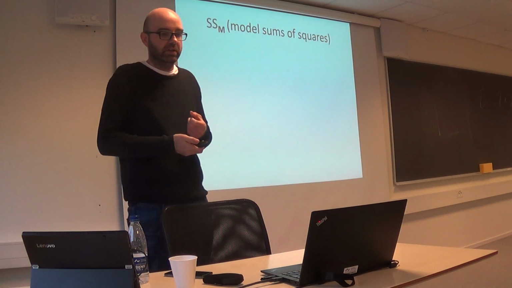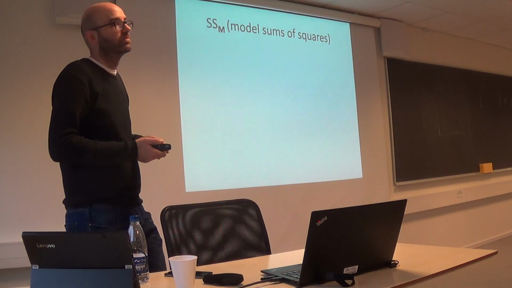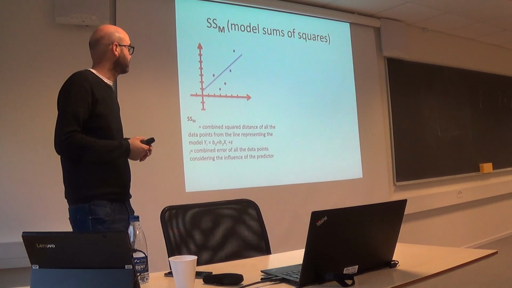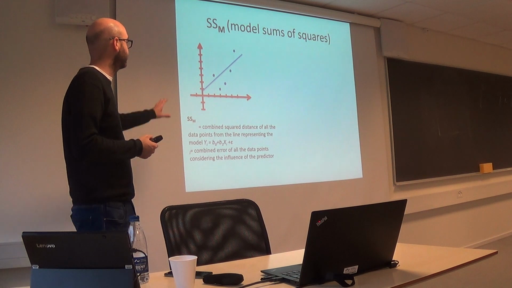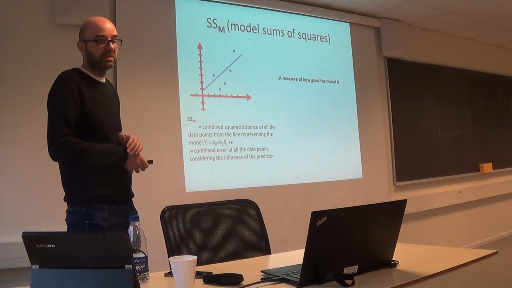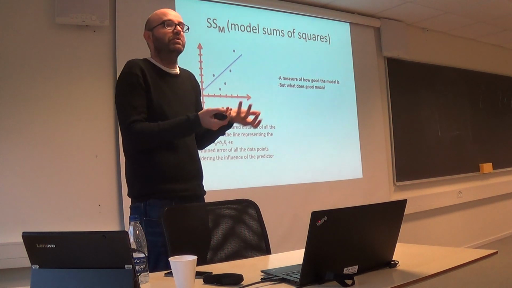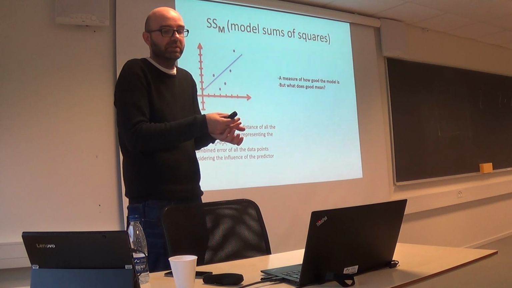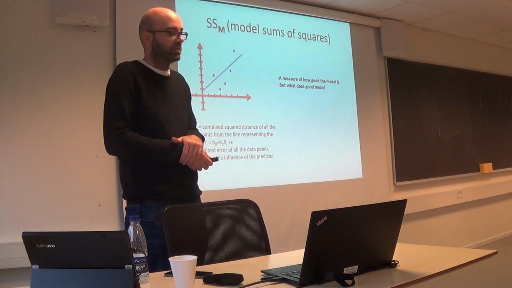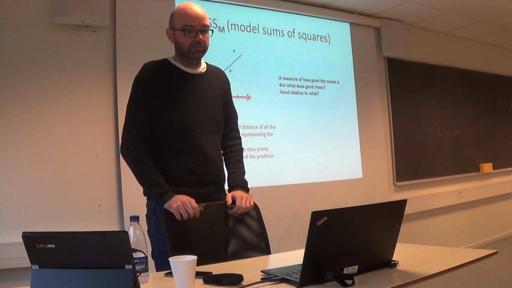Okay, so more specifically, it's called the model sums of squares. So this is the distance of all of the data points from the line. This is a measure of how good the model is. But we need some sort of reference point, right? So it's a measure of how good the model is, but what does the model mean? It needs to be relative to something. What does goodness mean in this context? What is our goodness relative to?